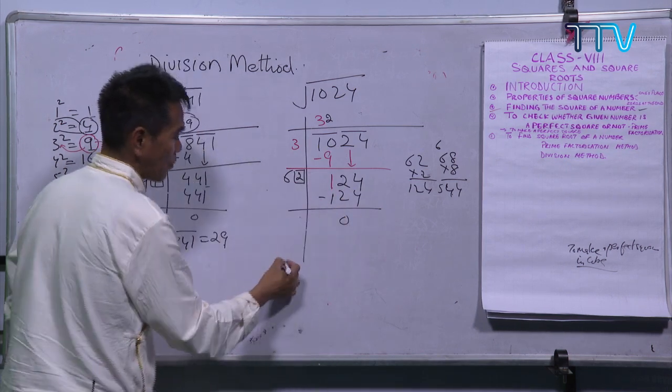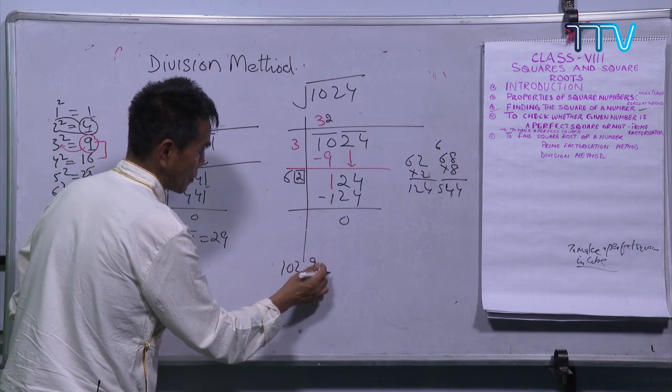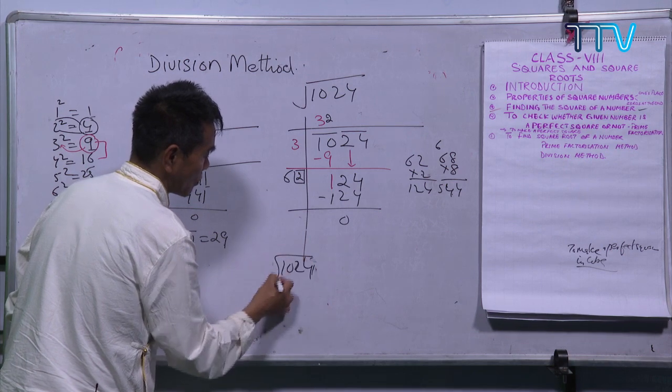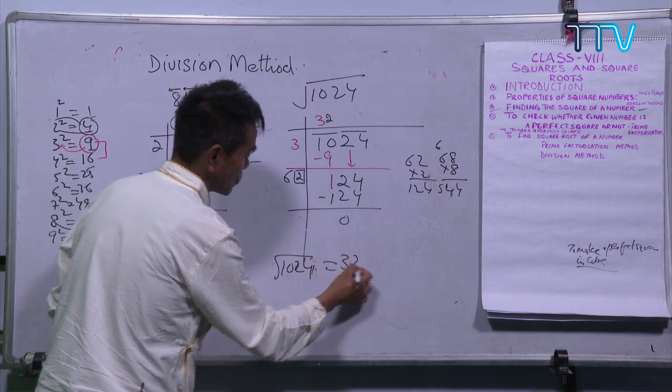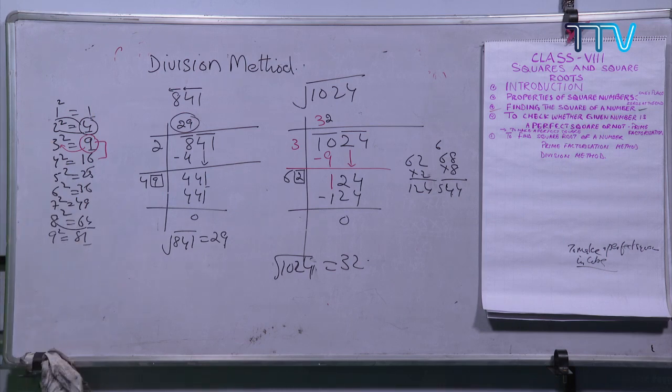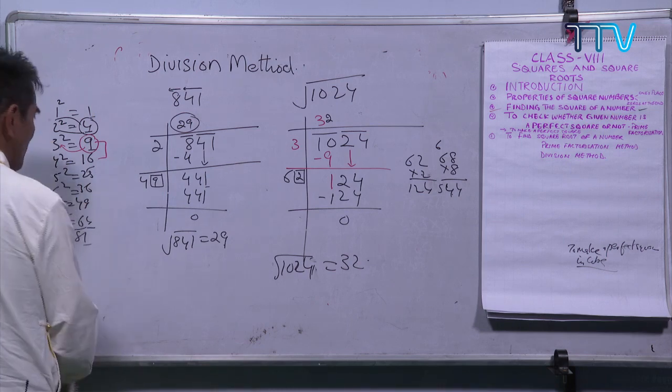Therefore, the square root of 1024 is equal to 32. Try that yourself.